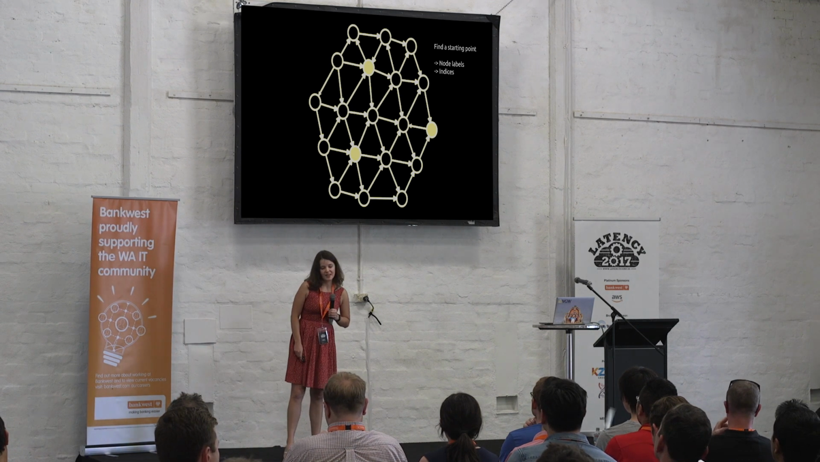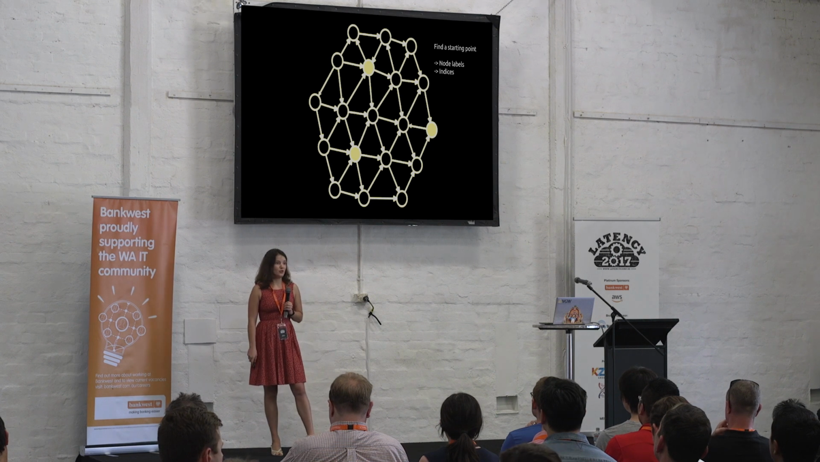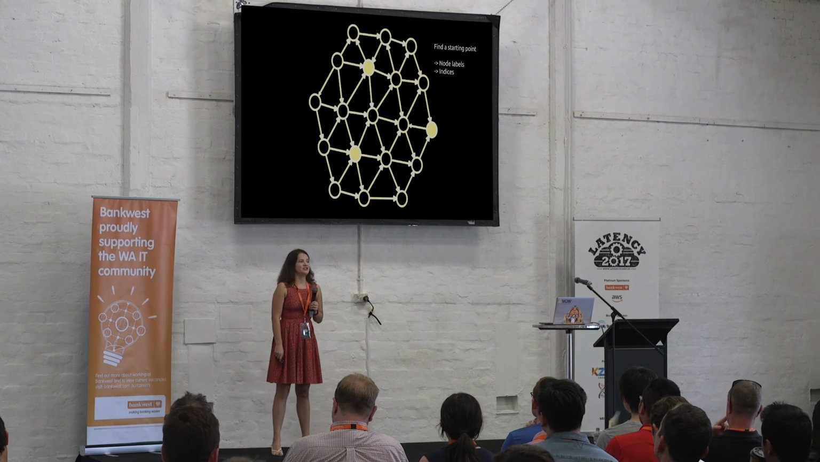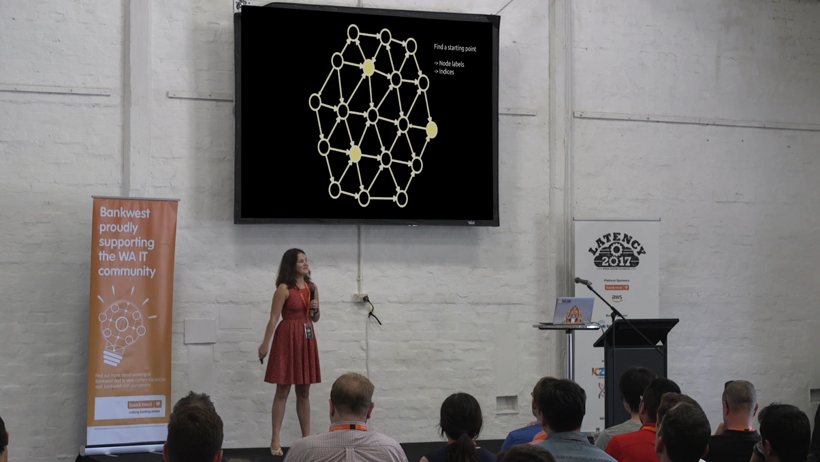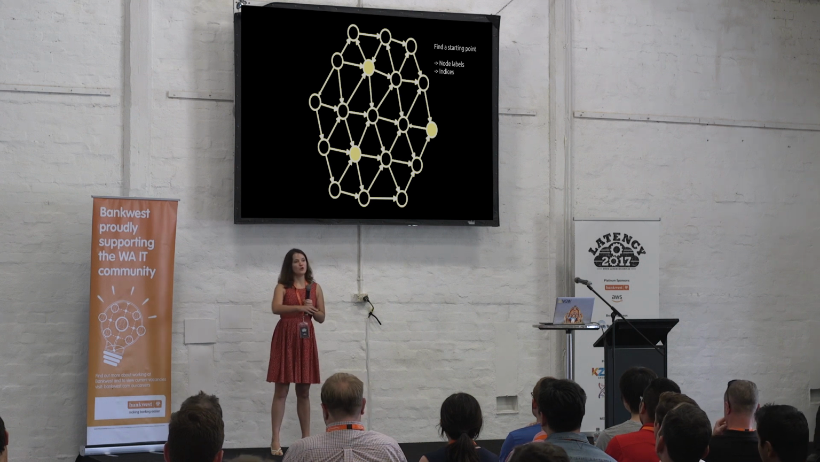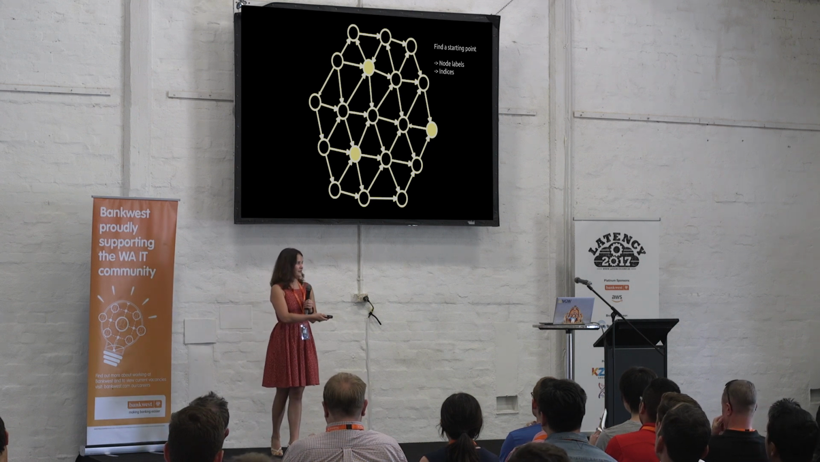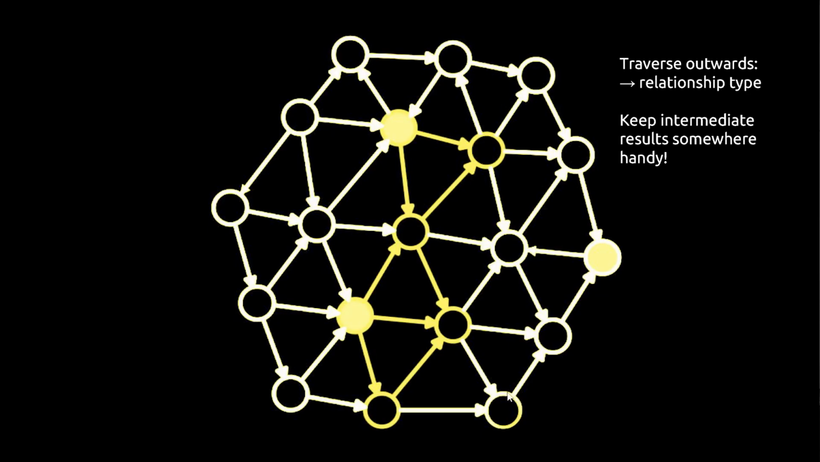And indices. Neo4j supports indices on node properties, so if you're interested in a particular person, then you don't have to go through all the nodes and find that one. Indexes will help you. And then you start traversing out of those nodes.